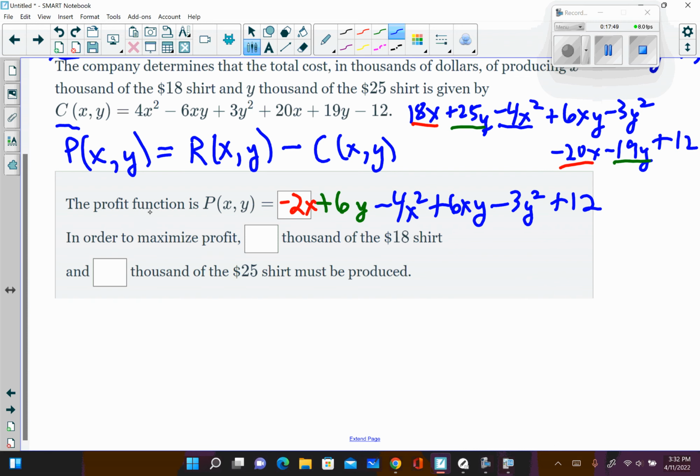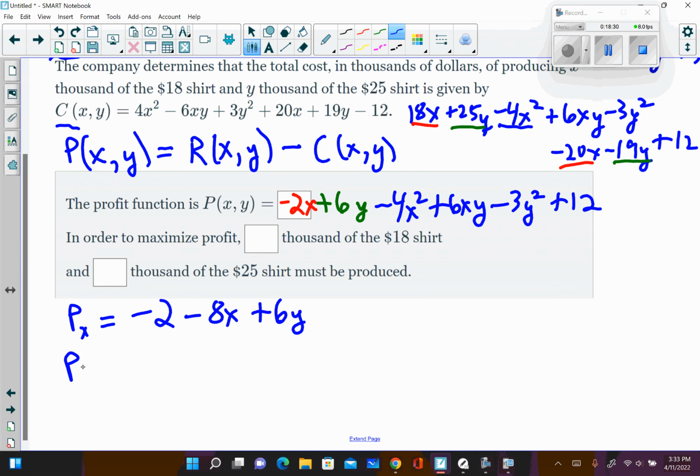To maximize profit, we need the partial derivative of P with respect to x, so we're going to treat y as a constant. The derivative of this polynomial, if I'm pretending y is a constant, is negative 2. The derivative of 6y will be 0. The derivative of negative 4x squared is negative 8x. If y is a constant, this term is 6y times x. The derivative of 6y times x is 6y, because y is a constant. And the derivative of negative 3y squared is 0, because y is a constant. And the derivative of 12 is 0.